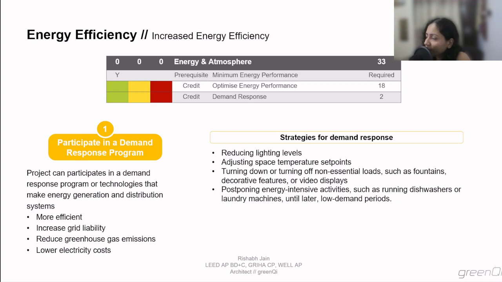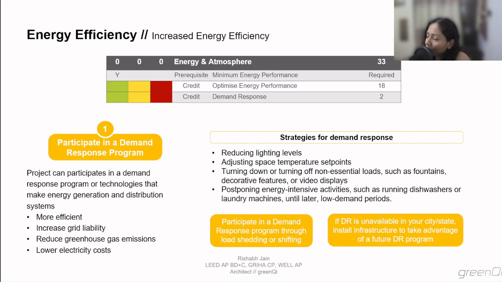So here are some strategies that can help you participate in this, or that can help you reduce your energy consumption or shift it during the peak hours. The first would be reducing your lighting levels or adjusting your space temperature set points, which will reduce your energy consumption. Turning down or turning off your non-essential loads such as fountains, decorative features, or video displays. And postponing any energy intensive activities, such as running your dishwashers and laundry machines, to a later period when the peak demand is gone. So the projects can earn points in this category in two ways.